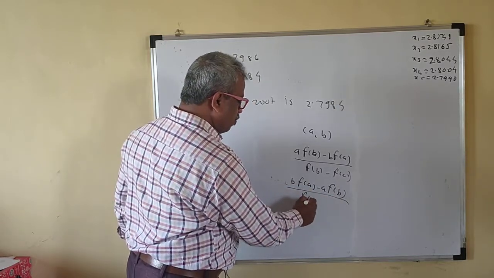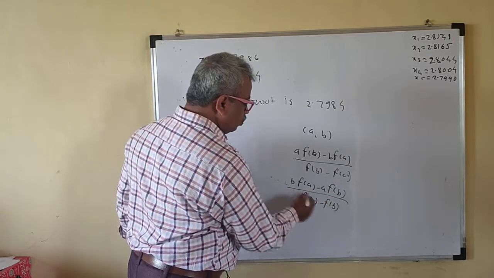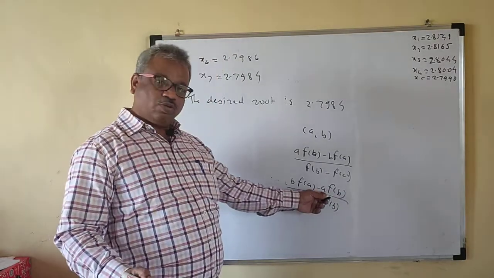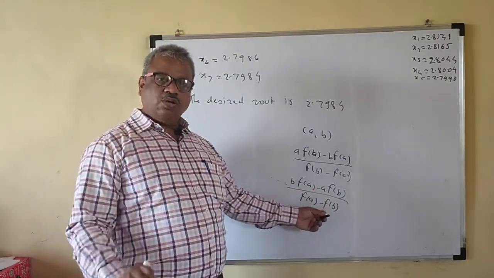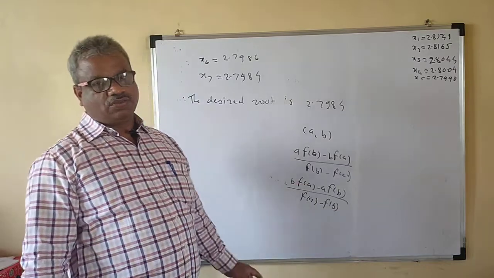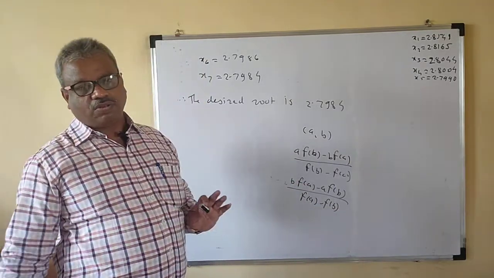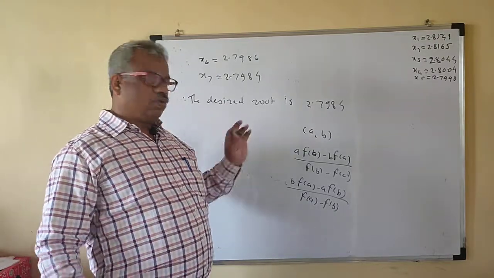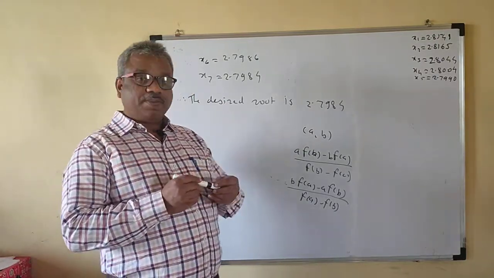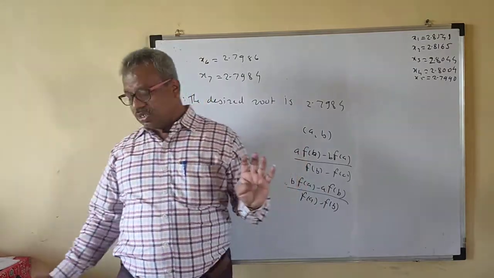upon f of A minus f of B. So if f of B has a minus sign in the numerator, then f of B should have the minus sign in the denominator also. You take care. If you write here f of B minus f of A, the answer will be wrong. You get all wrong answers here. So you have to take care of this. Just remember the formula. The formula is very important here.